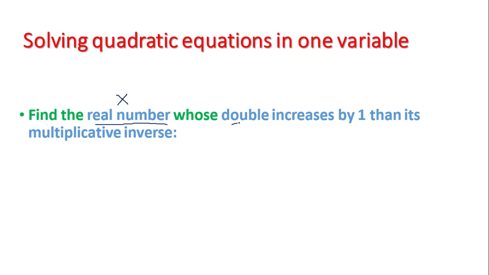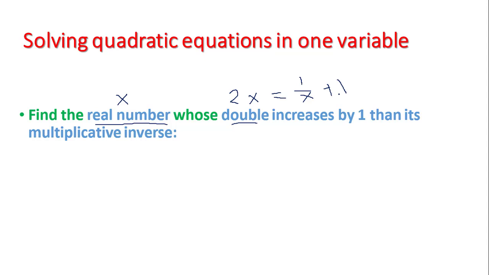Whose double? What do you mean by double x? Double x means 2 times x, so 2x. Increases by 1, then its multiplicative inverse, so 2x equals 1 over x. This is the multiplicative inverse. Increases by 1, so plus 1. So this is our equation now: 2x equals 1 over x plus 1.